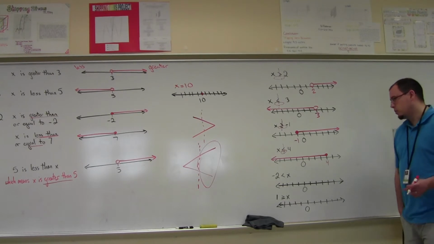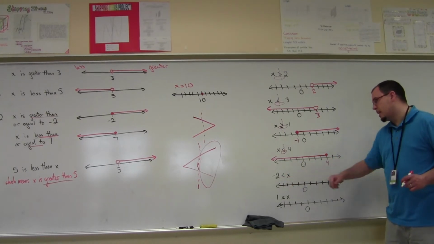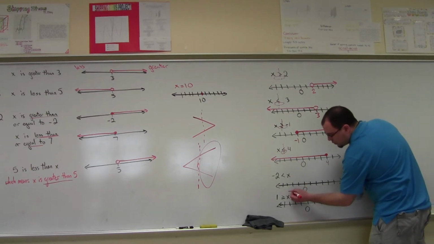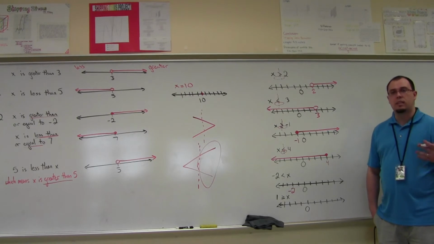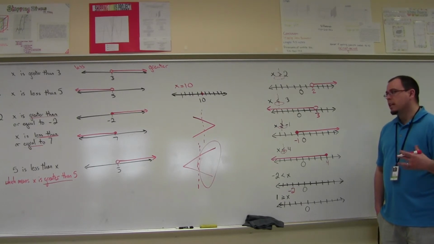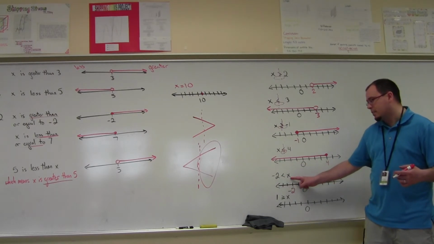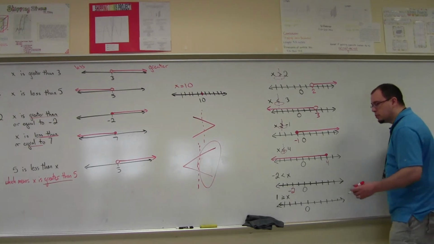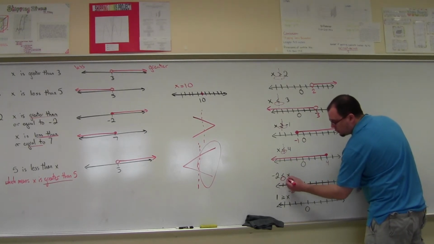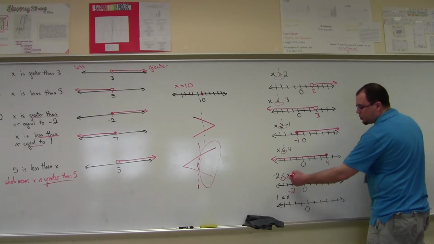Final two examples. This one reads negative 2 is less than x. So we're going to find negative 2 over here. And we want negative 2 to be less than x. So think about how we would say that with x first. If negative 2 is less than x, wouldn't that mean that x is greater than negative 2? So what we would do is we'd go to negative 2, open circle because there's nothing underneath, and we're going to shade to the right.